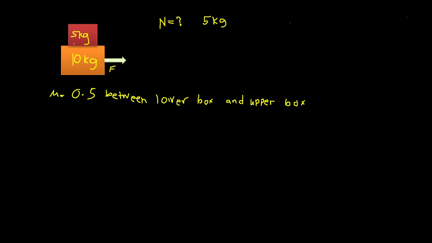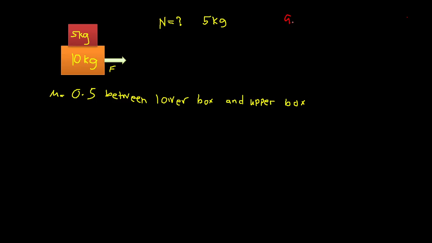And then the upper box is stationary with respect to the lower box. And then we have a static friction coefficient na 0.5 between lower box and upper box. But wala tayo or zero yung ating friction from lower box to the ground. So first is find natin yung acceleration. Yung acceleration ng ating boxes, and then next is yung force ng lower box.